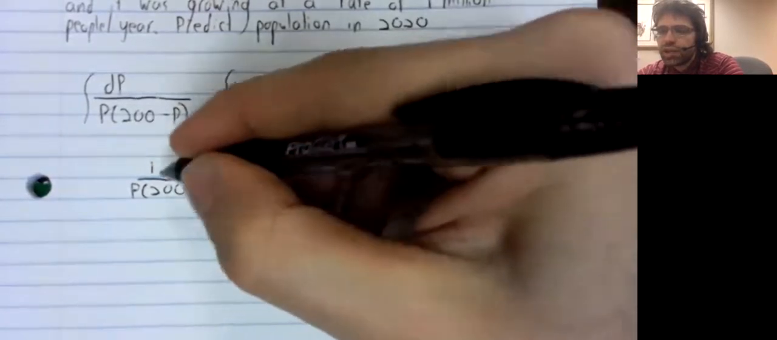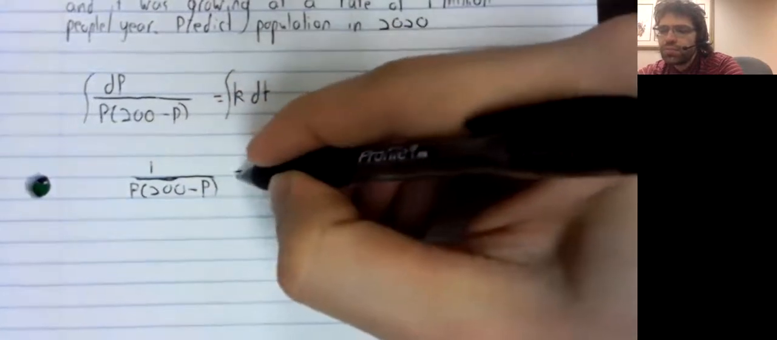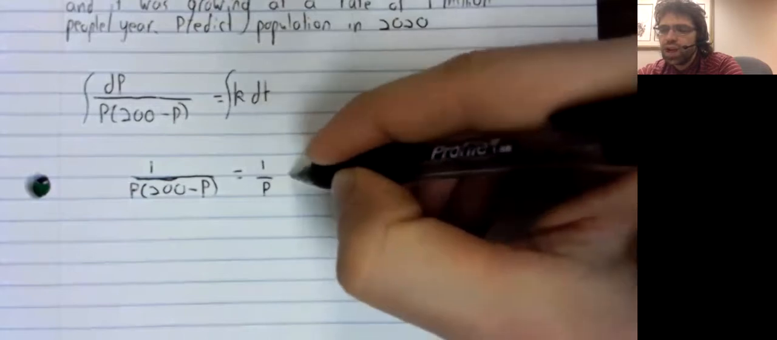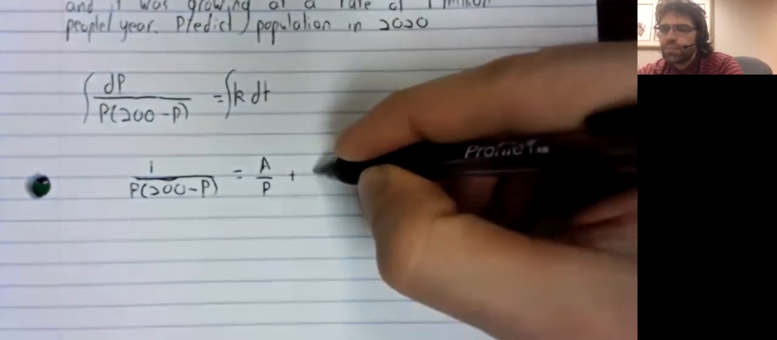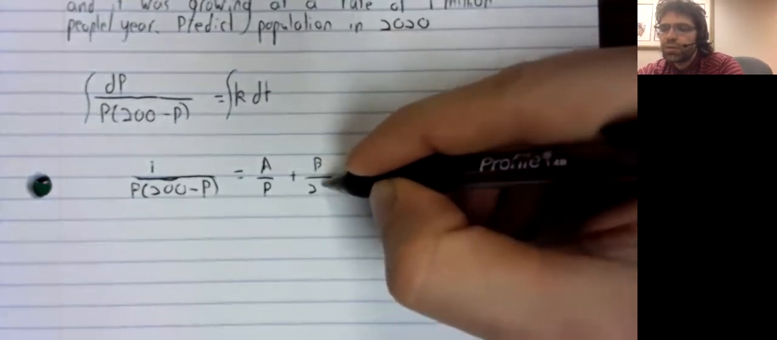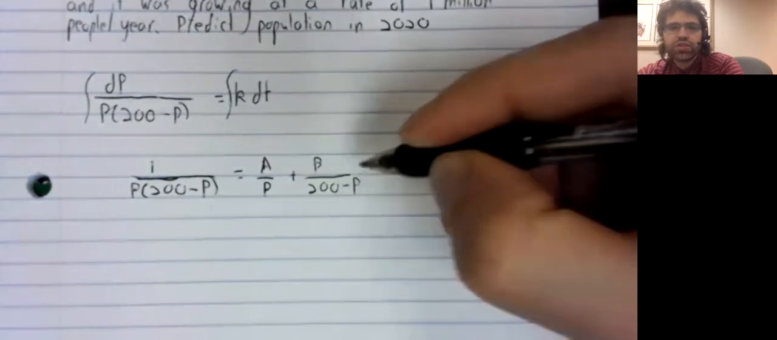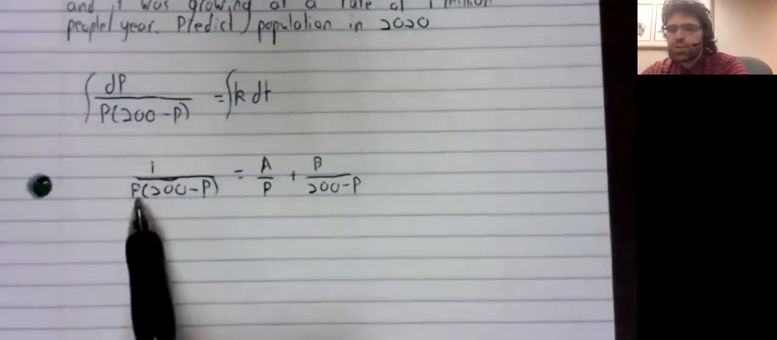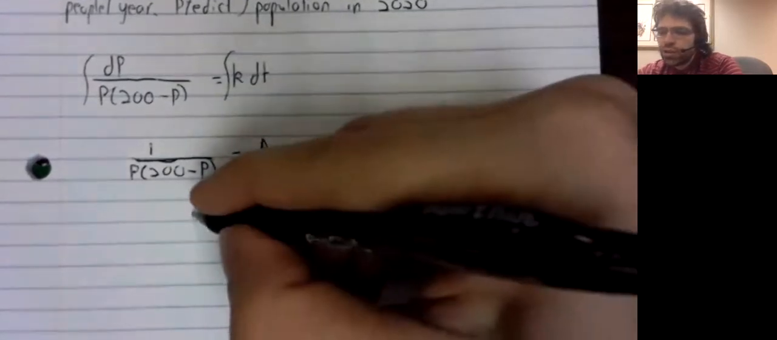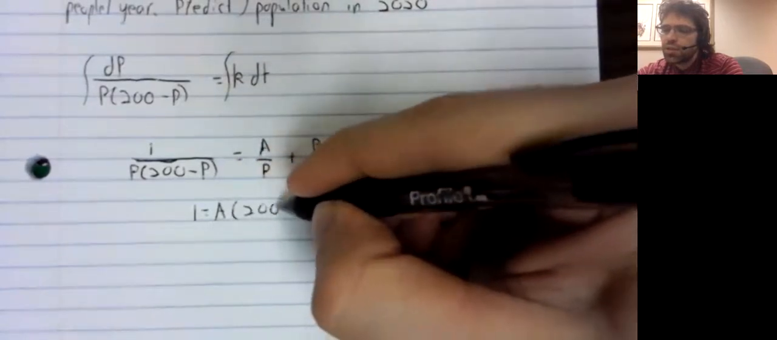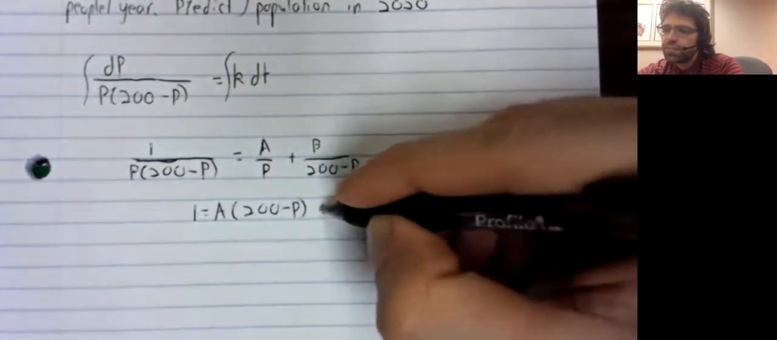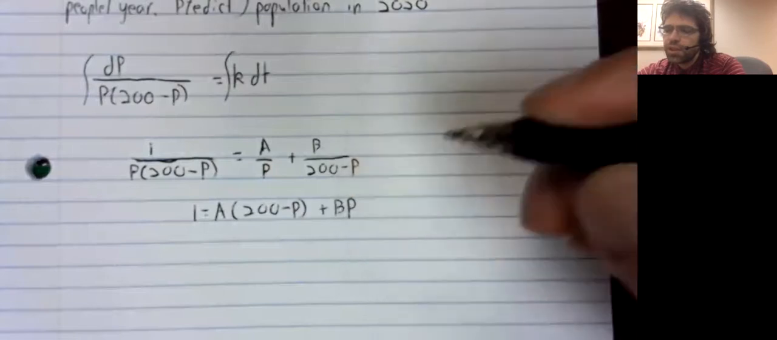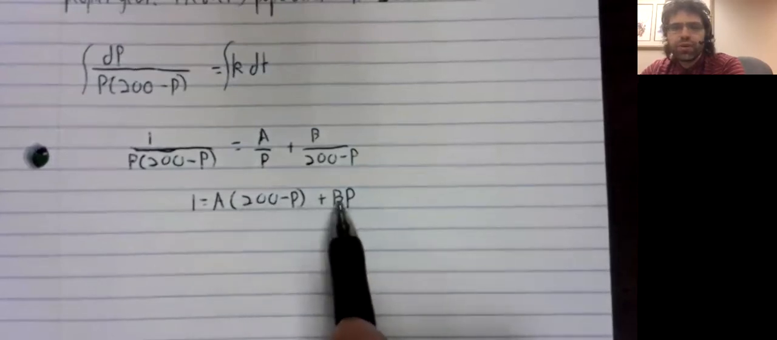We'll set this rational expression as the sum of simpler rational expressions, and we'll multiply both sides by the numerator. Like this. And now we'll use the Heaviside method, which says that this should be true for every value of P.